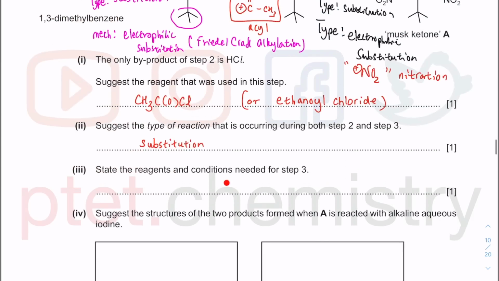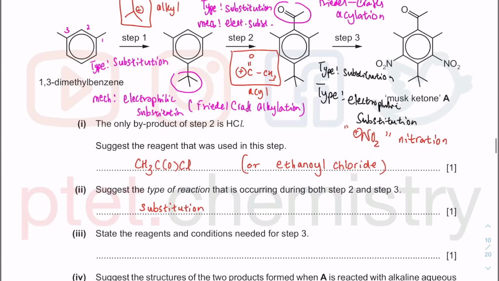What are the reagents and conditions needed for step 3? This is, in your case study, obviously nitration. So you need concentrated HNO3 and also concentrated H2SO4 in order to give you this electrophilic mixture that contains NO2+. And the conditions, well, you need to reflux these at a high temperature, around 50 to 60 degrees Celsius.